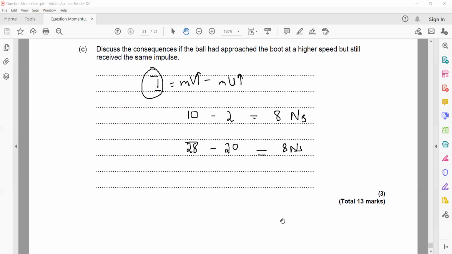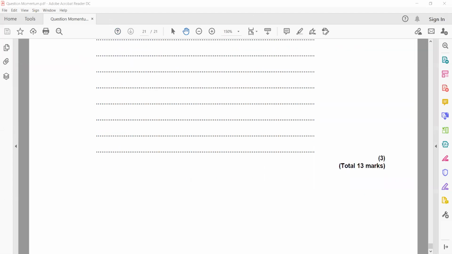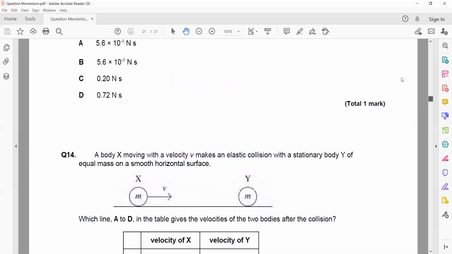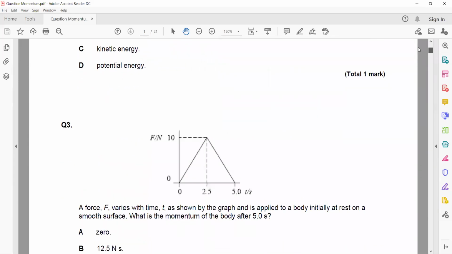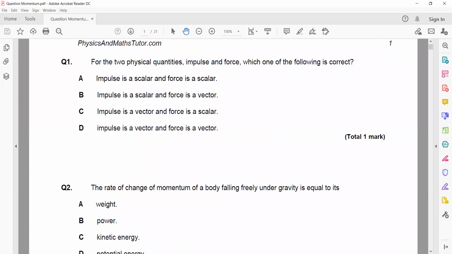So these are the questions related to momentum. Any question or doubt? Still, any doubt in this topic of momentum? Is there any doubt?